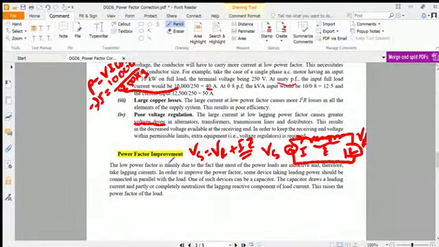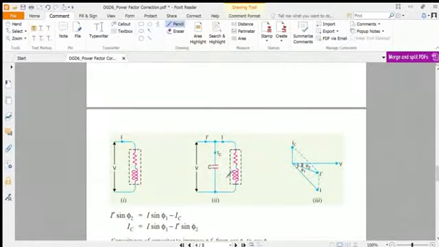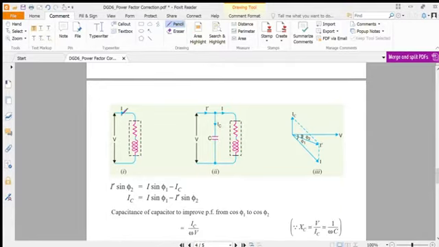Now we will discuss power factor improvement, how it can happen. As we said, if we connect a capacitor in parallel to the inductive load, here is the inductive load, no capacitor is added, then the power factor will improve. Now we'll show mathematically how it improves. Here the voltage remains the same because in parallel the voltage remains same.